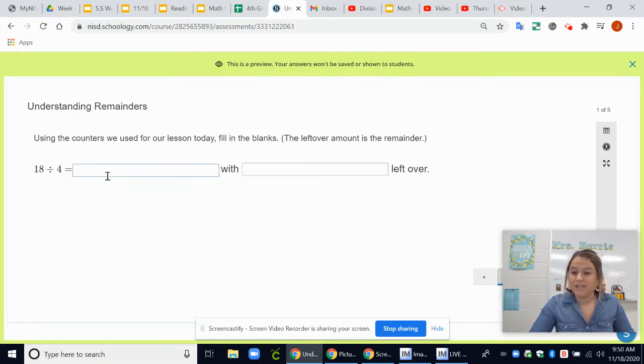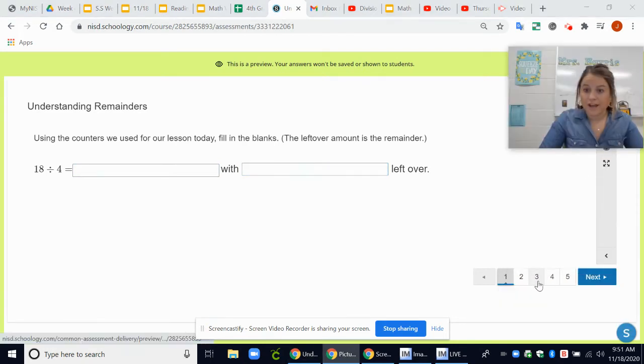So 18 divided by 4. Just like when we had these note cards, it's going to say 18 divided by 4. You need to either break it up into 4 groups or make groups of 4. We did it both ways. Whichever one you like best, it's still going to get you the right answer. So you'd count out your 18 counters, make your groups of 4, and see how much is left over. You'd put how many groups you had and how many you had left over. There are 5 problems like that.